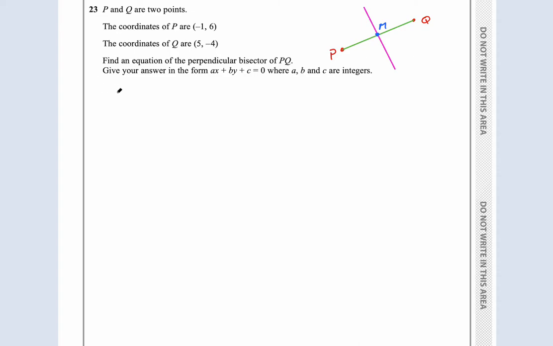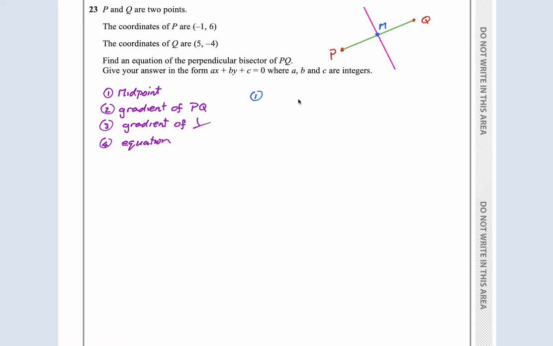Now how do I do it? Well, one, I get the midpoint. Two, get the gradient of PQ, the line that goes through P and Q. Then three, get the gradient of the perpendicular. That's my fancy perpendicular sign. And then finally, get the equation. Okay, so let's do one first.